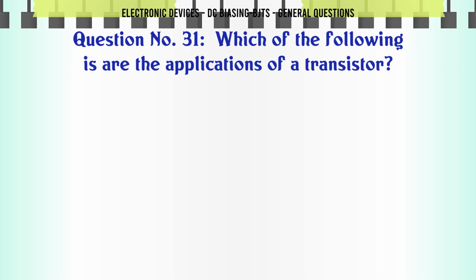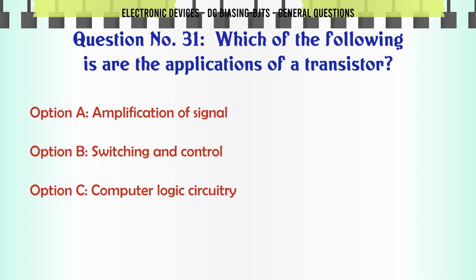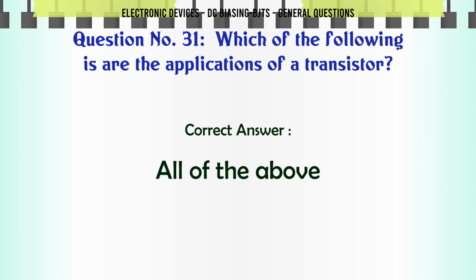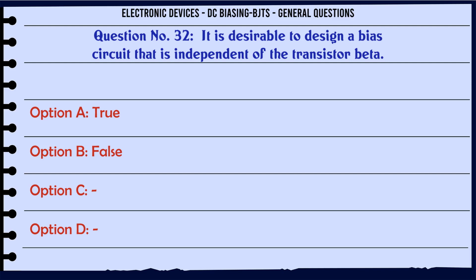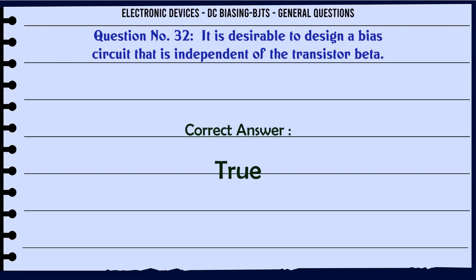Which of the following are the applications of a transistor? A. Amplification of signal. B. Switching and control. C. Computer logic circuitry. D. All of the above. The correct answer is all of the above. It is desirable to design a bias circuit that is independent of the transistor beta. A. True. B. False. The correct answer is true.